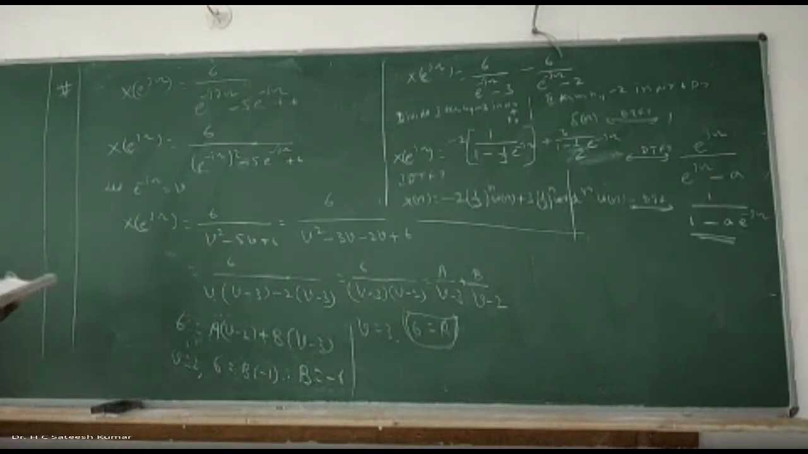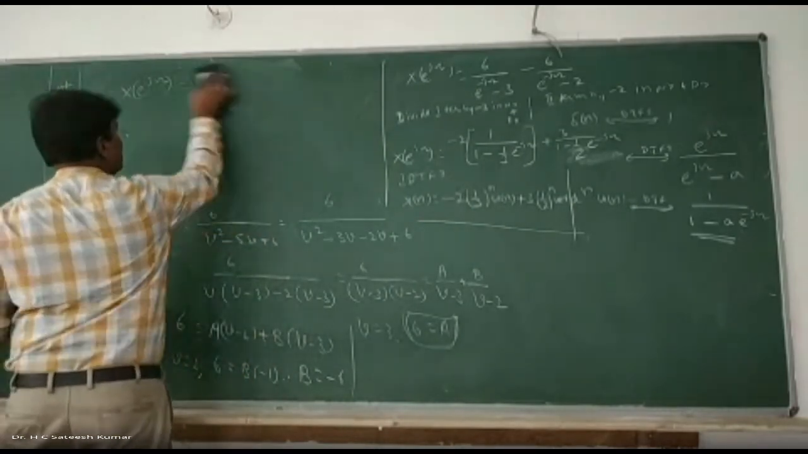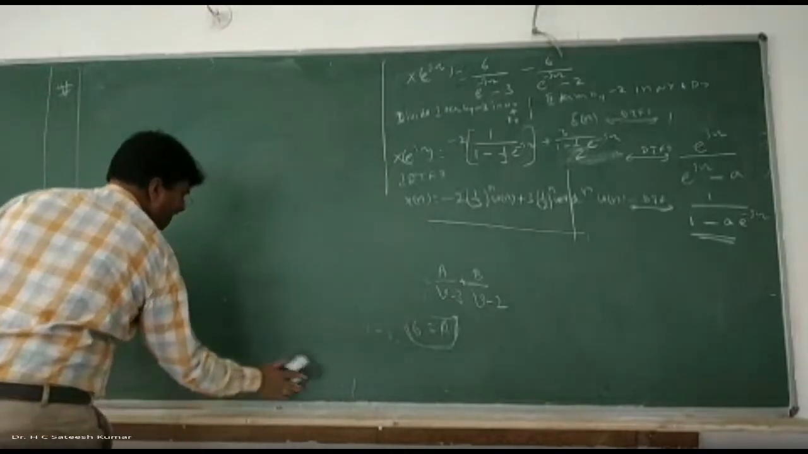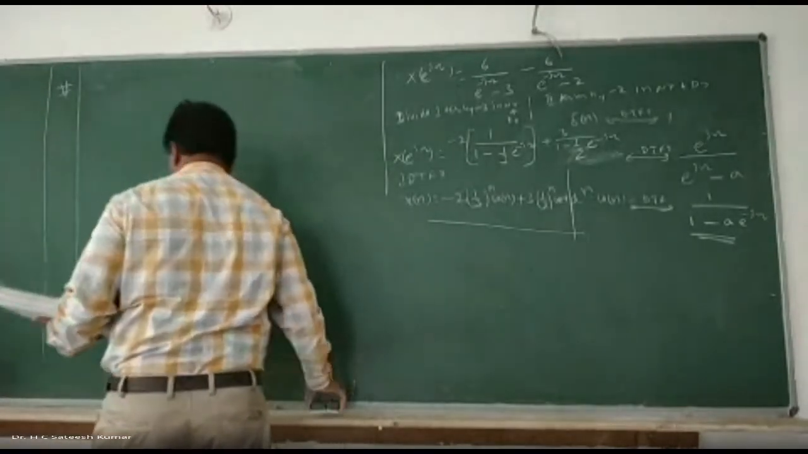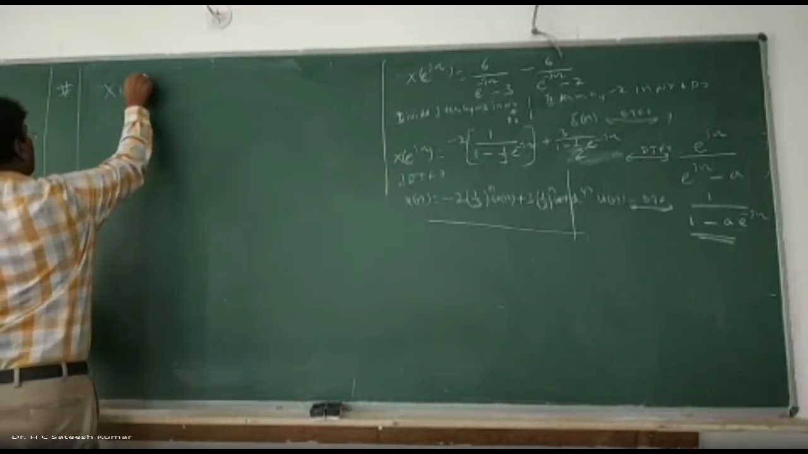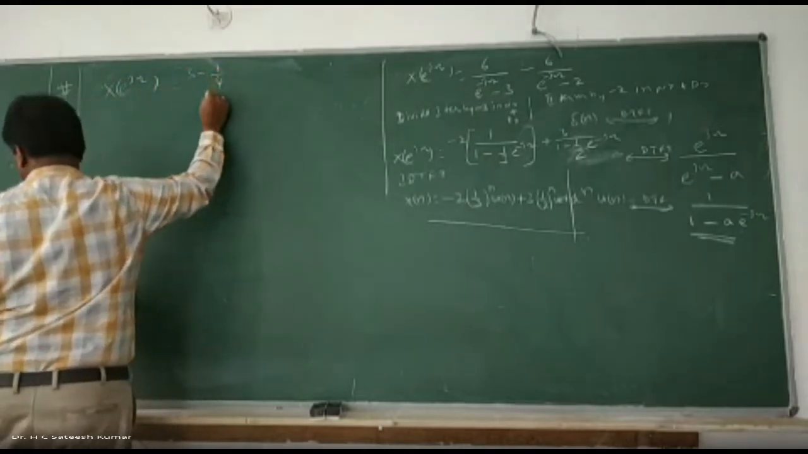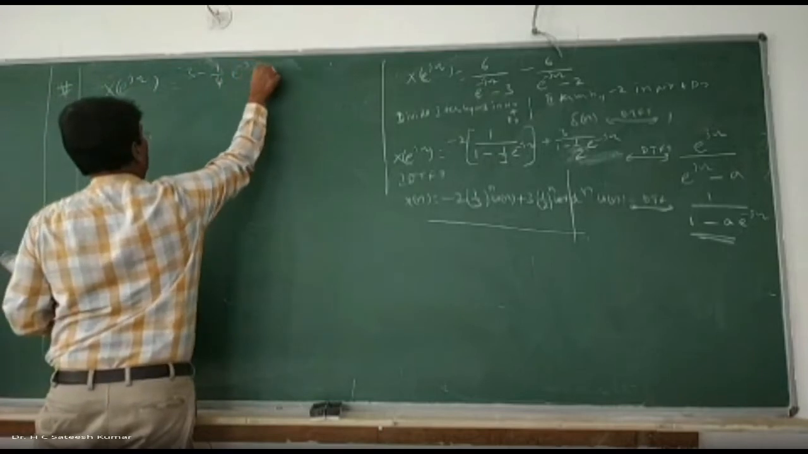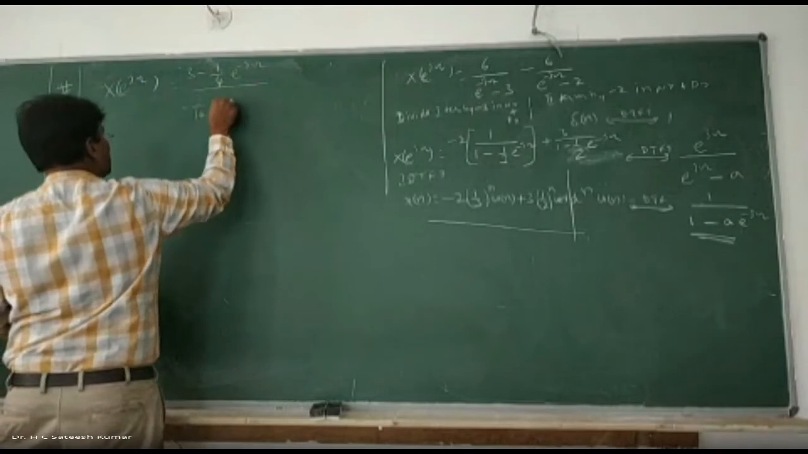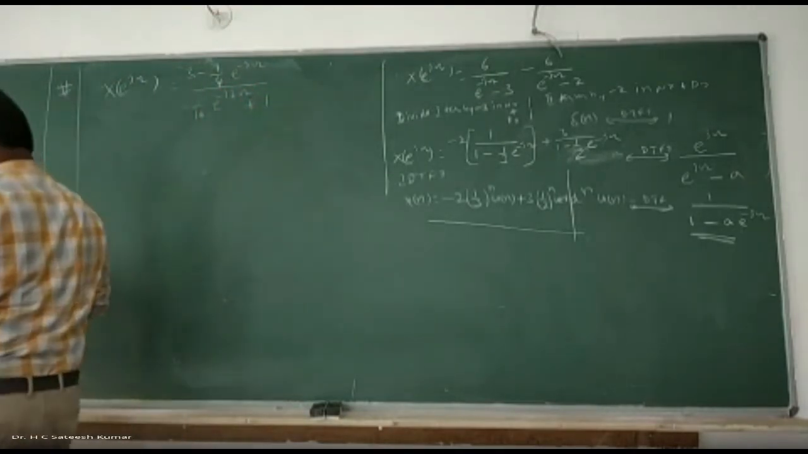Okay, one more similar kind of problem I have. I'll do that. Find the inverse DTFT of X of e to the power of j omega is equal to 3 minus 1 by 4 e to the power of minus j omega divided by minus 1 by 16 into e to the power of minus j2 omega plus 1. So how to do this problem?